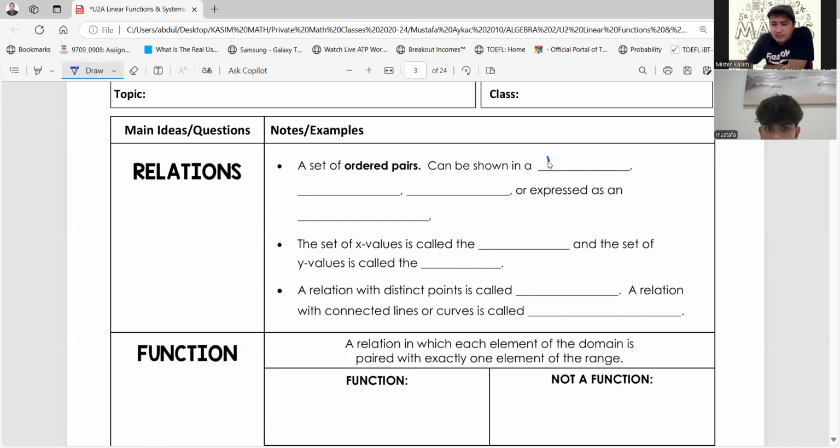Okay, so they can be shown in a table, let me just write here. And the next one is mapping. Just write mapping. Or a table, or expressed as an equation. That equation part is the most commonly used way of representing relations.